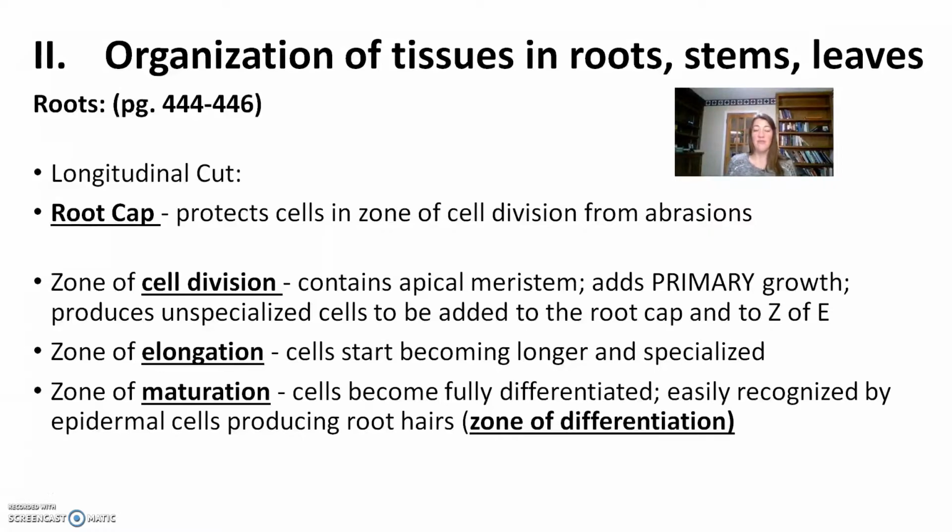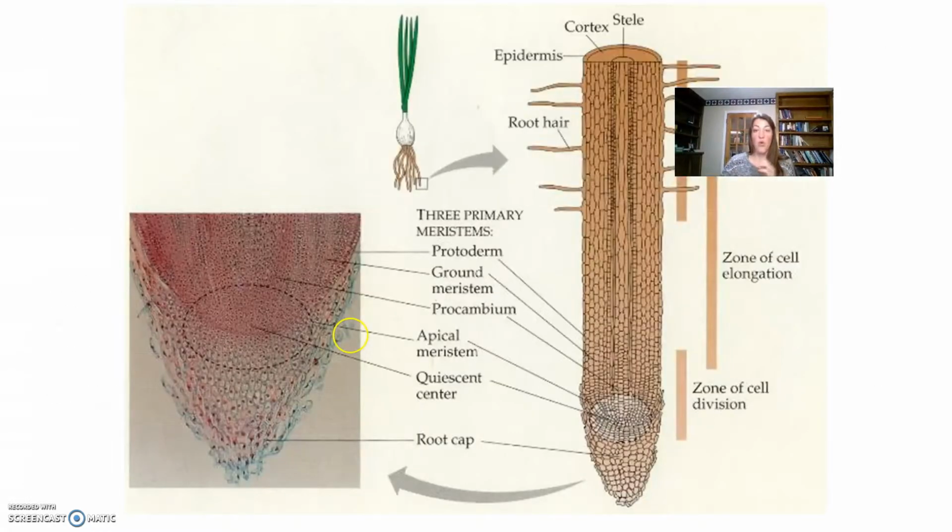This is where cells become fully differentiated. They're easily recognized by the epidermal cells producing root hairs. So there's no root hairs, and then all of a sudden, bam, you have root hairs. And we know that that's the zone of differentiation or maturation.